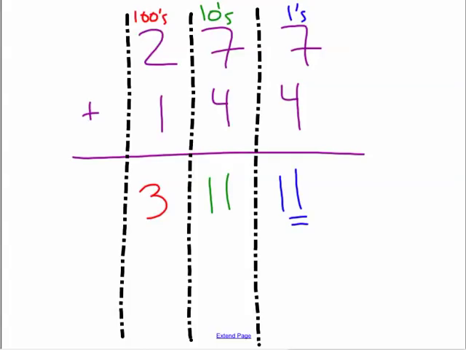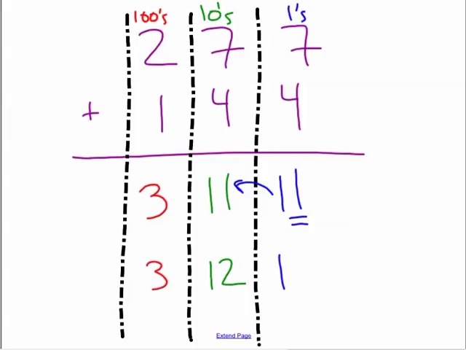So we take one and we hold on to that. And we take 10 ones and we trade them and give them to the tens place. So no longer do we have 11 tens, but we now have 12 tens. And we're still left with just 3 hundreds.